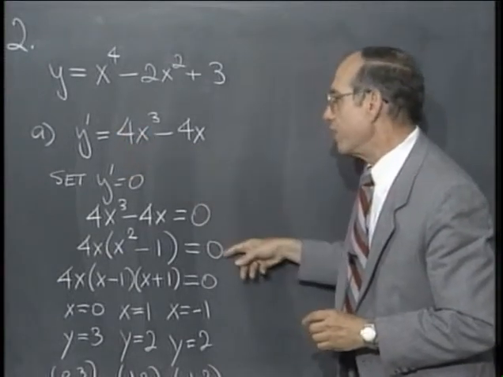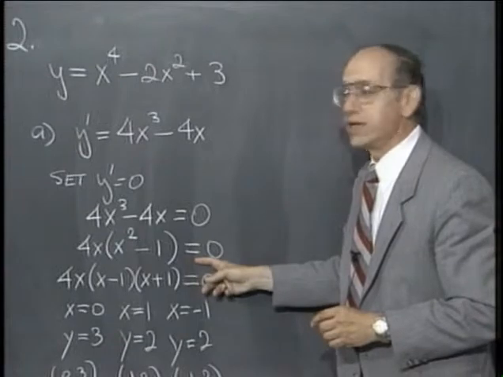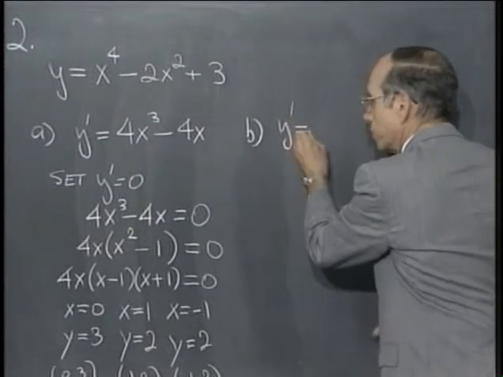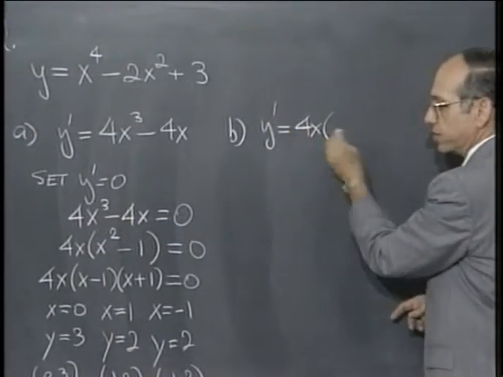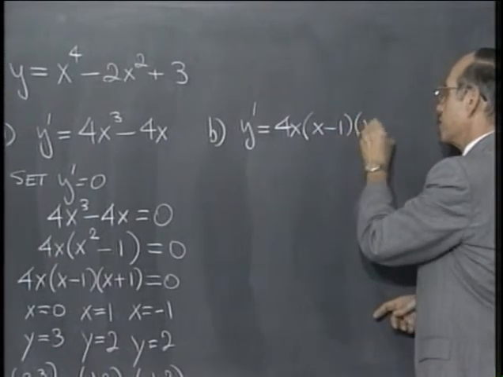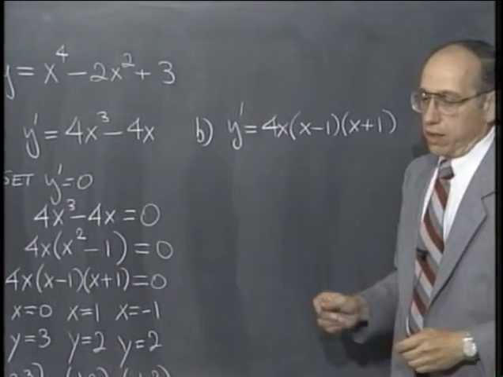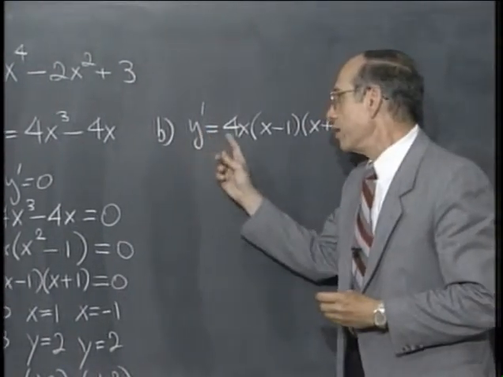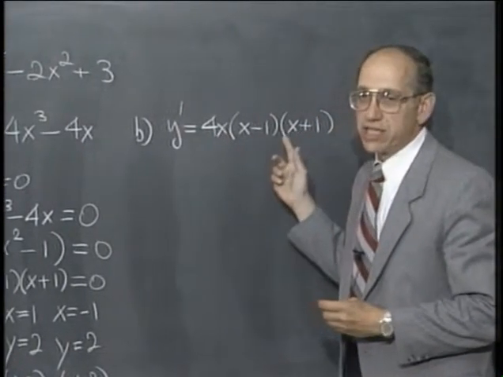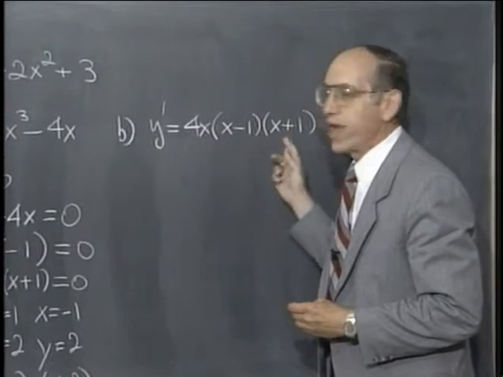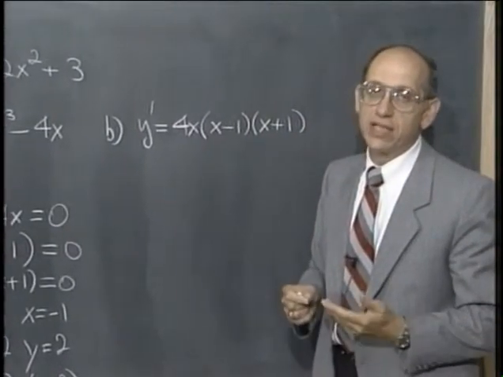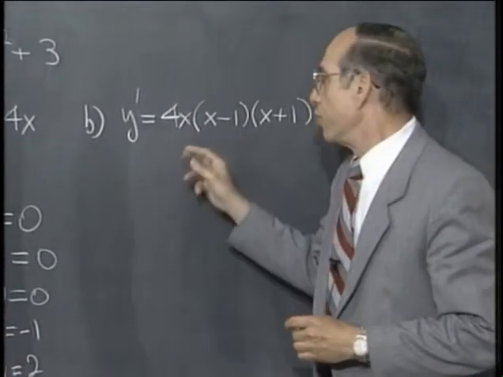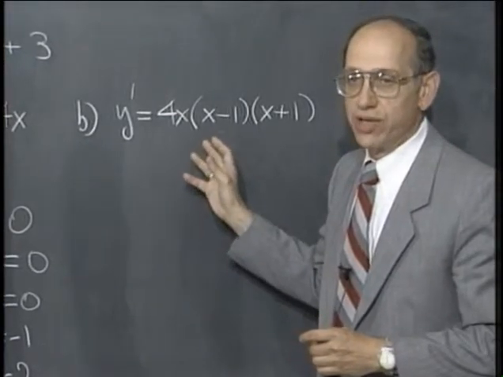Fortunately, down here, we factored this part. And I'm going to take advantage of the fact that I've already done that and say that y prime is equal to 4x times (x minus 1) times (x plus 1). Now, this is a tricky method that you probably learned in pre-calculus to tell where a product is positive and where it's negative. You have the product of 3 factors. If you want that product to be positive, then either all 3 factors have to be positive, or one of the factors has to be positive and the other 2 negative.